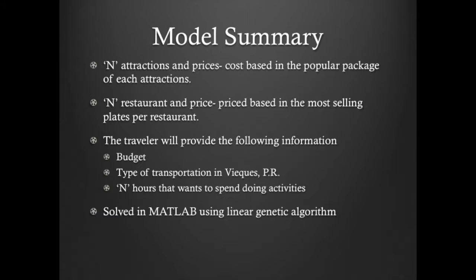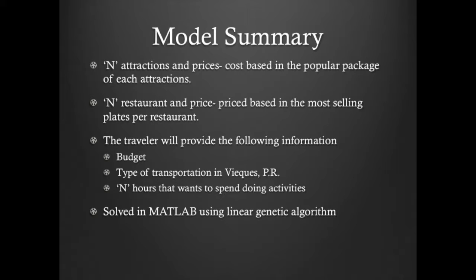So the model summary: we're going to have n number of attractions and prices. We're going to have an amount of restaurants and prices based on the most selling plates per restaurant. And the traveler will provide budget, type of transportation, and the amount of time they want to spend doing activities. And then we're going to use a linear genetic algorithm.